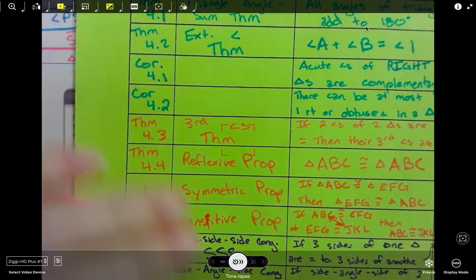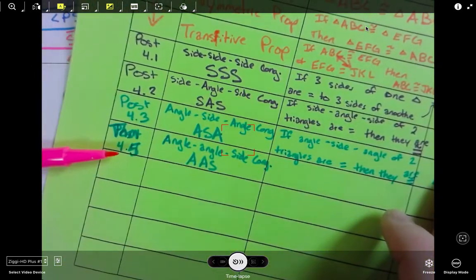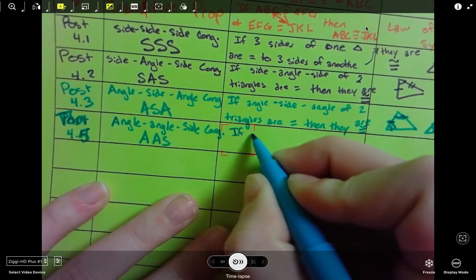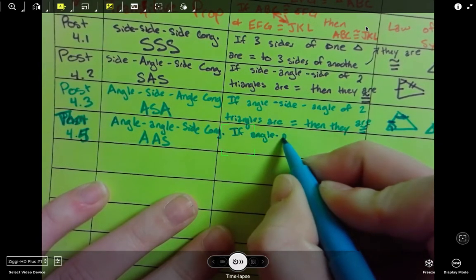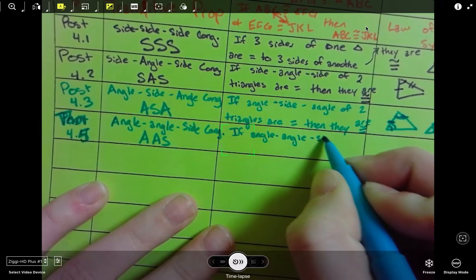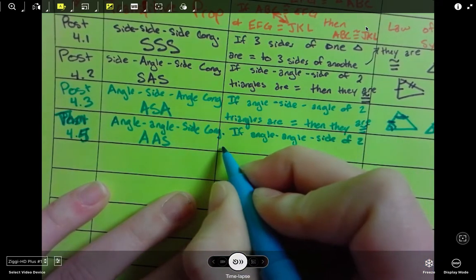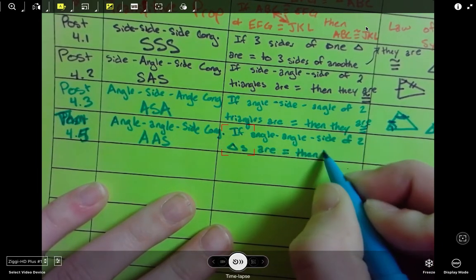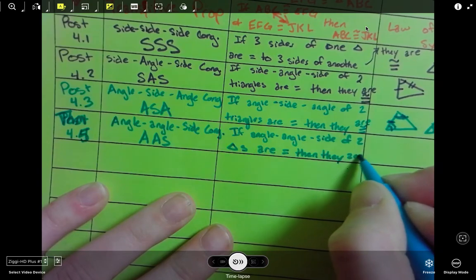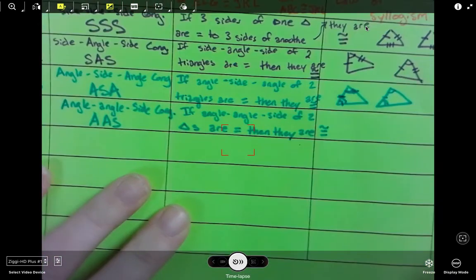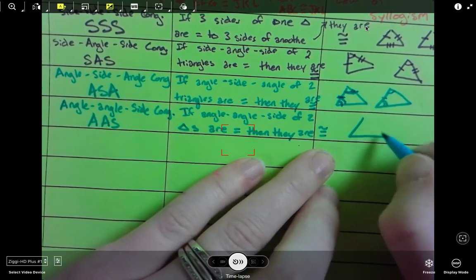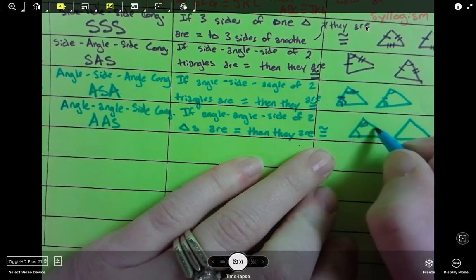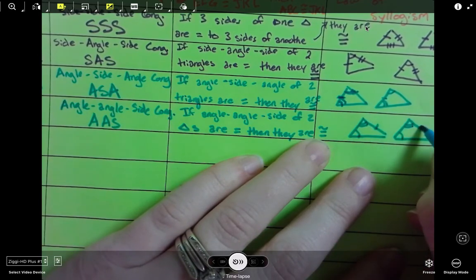Okay. Now let's write an explanation. So I've got angle, side. If the angle, side of two triangles are equal, then they are congruent. And I'll write out what angle, side is. Here's my triangle, here's my other one. So this angle, and this side. This angle, and this side.